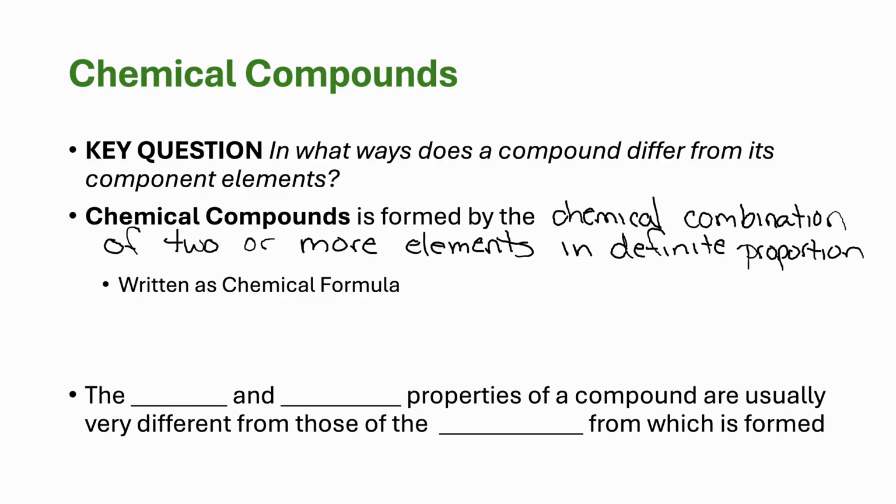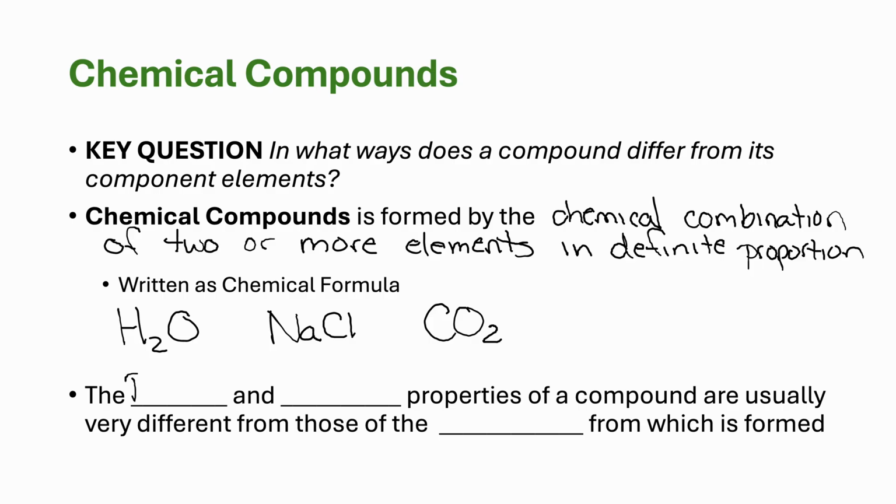And when we make a chemical compound, it's written as a chemical formula. The chemical formula for water is always H2O, forming in the same proportion. Or salt, NaCl, one sodium to one chlorine. Or carbon dioxide, two oxygens and one carbon, always forming in that same proportion.